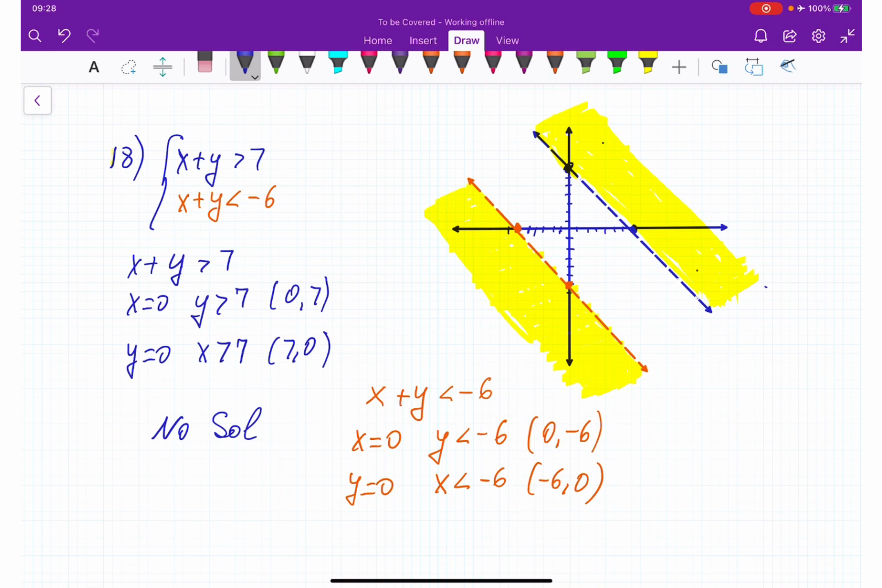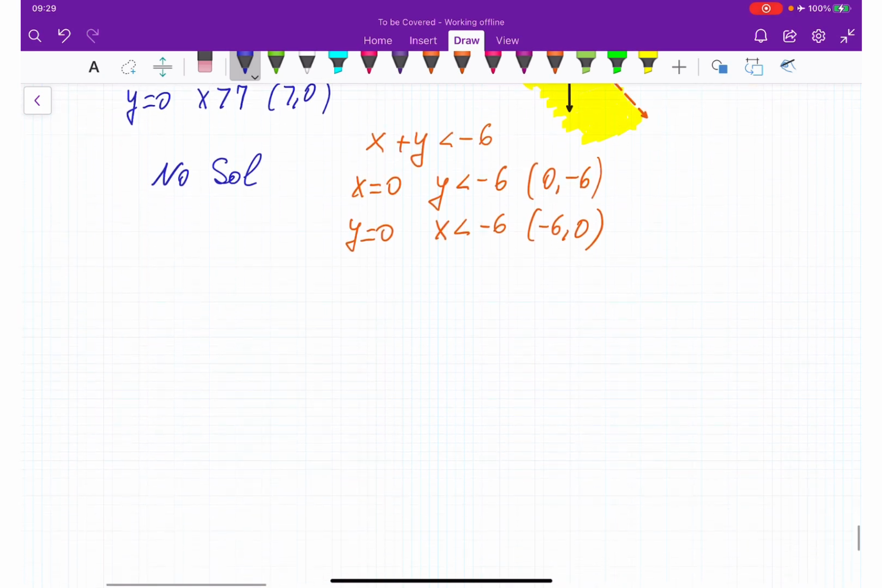This was question number 18. Moving to question number 19. x plus y greater than negative 2. x plus y greater than negative 9.